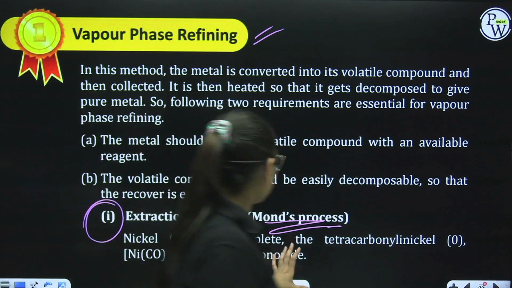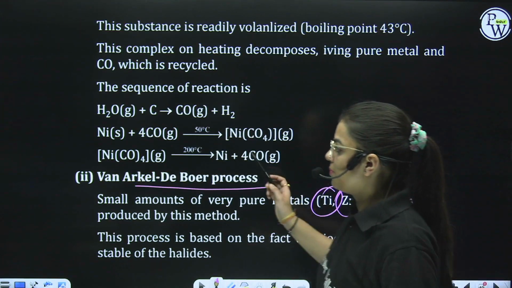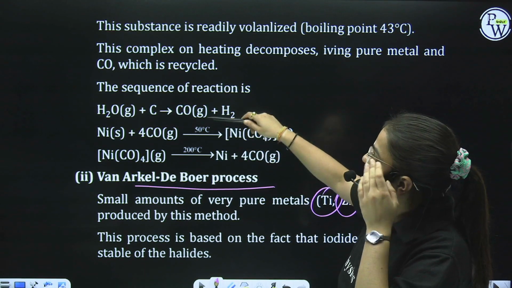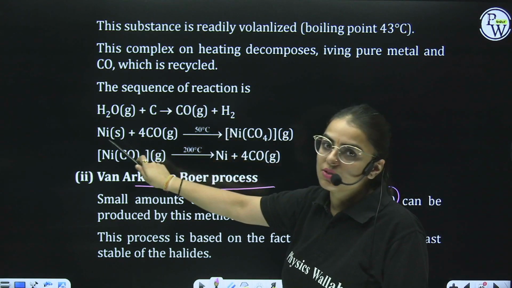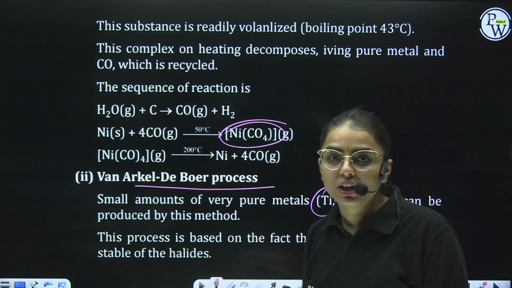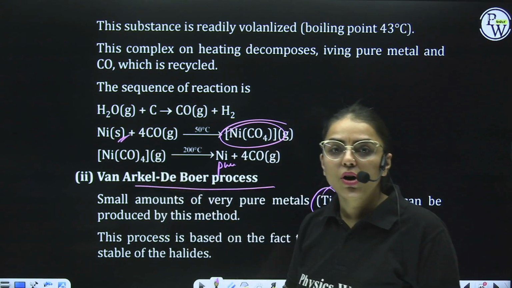Nickel forms a volatile complex with carbon monoxide, that is Ni(CO)4. So basically what happens is, first of all, we are going to react coke with oxygen to obtain carbon monoxide, which reacts with nickel to form this complex. This complex on further heating at 200 degrees Celsius will give you pure nickel. Here you took the impure one. Now you got pure nickel.